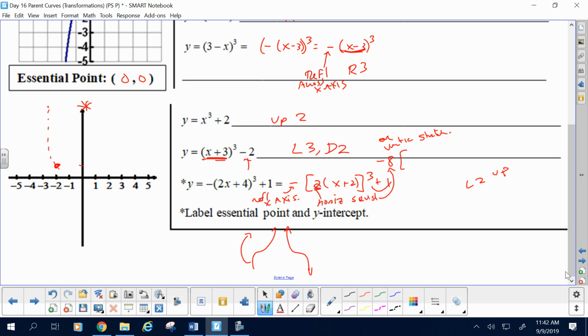What's the y-intercept? When x is 0, y is... what's 0 plus 4 cubed? 64. Negative 64 plus 1 is negative 63. Way down here. So it's a really stretched cube shape. You're down.